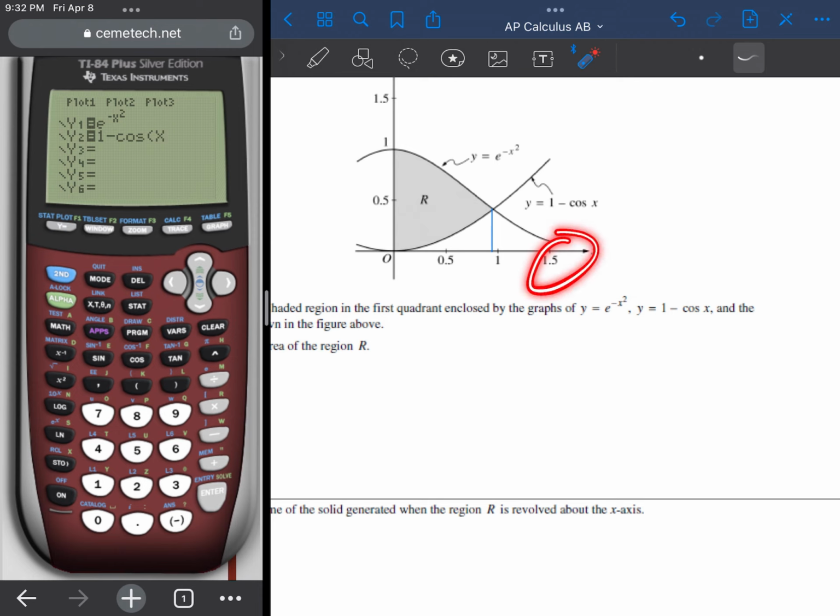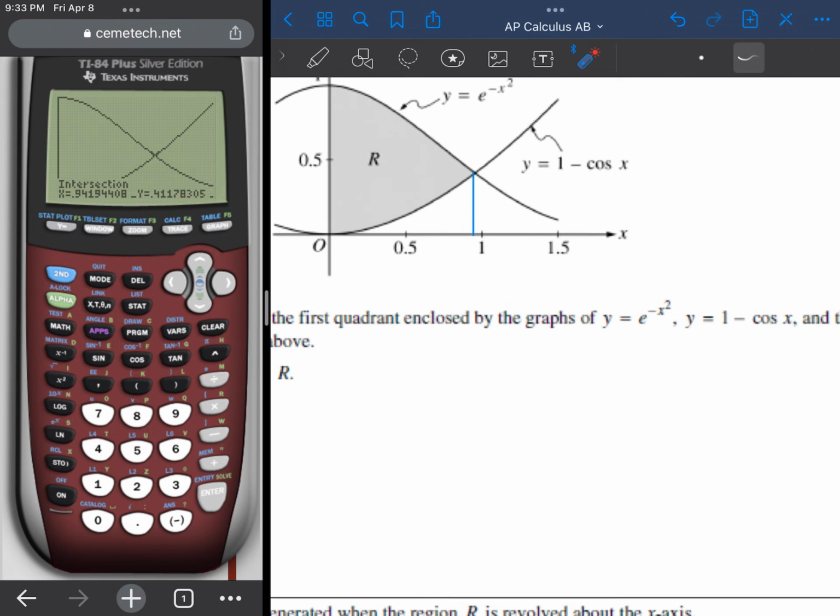You can see over here that's our maximum. So if I come to window, my x-min is 0, enter, and I'll go 1.5, enter, zoom, 0. That will graph. It looks pretty good. To find the intersection, we're going to go to second and then trace to do the calculation. We want to do the intersect, so I'll hit 5, and just enter, enter, enter. And I get 0.942 if I'm rounding to 3 decimal places.